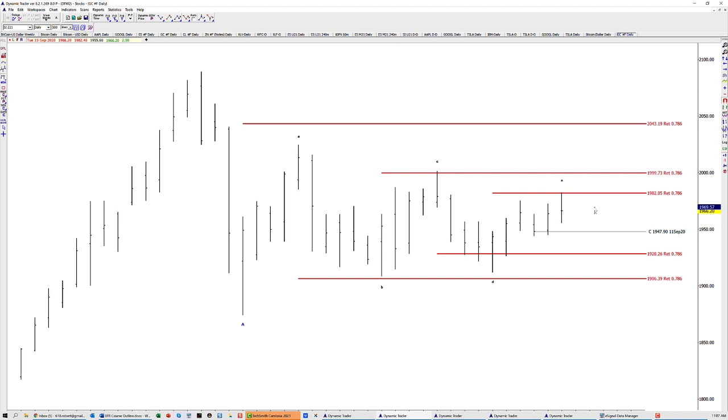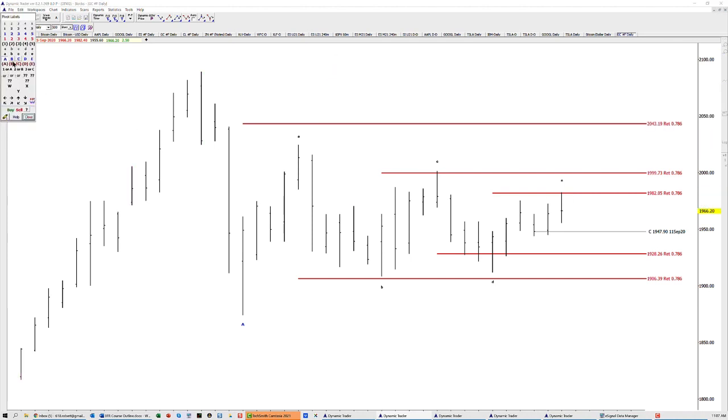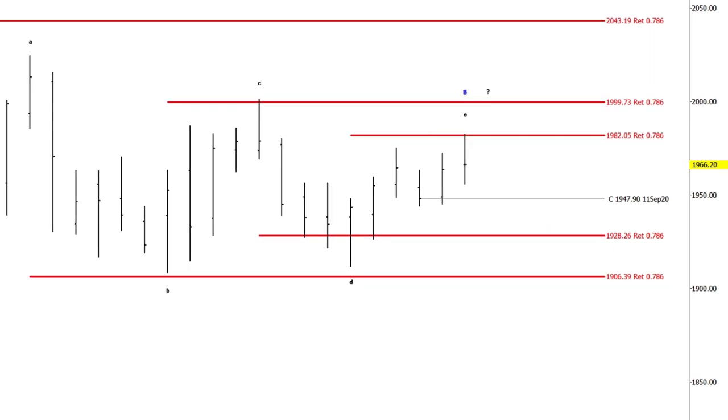We didn't know as this was unfolding exactly what was happening. But we have now gotten to a place where we can define probable position and state that it's in a position to have completed an ABCDE correction. And that's a fantastic piece of information to have, because if a market's in that position, and let me just put the B up here, and of course it would be a B with a question mark until the market, gold, would decline below what I labeled as the wave D low, we don't know exactly where we're at.